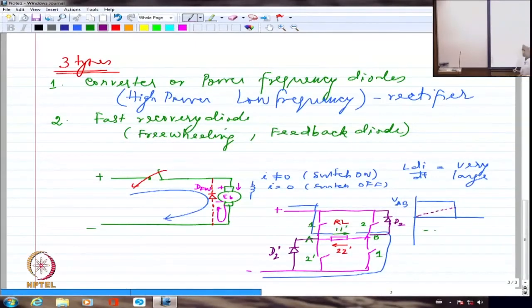So fast recovery diodes are used in choppers generally as freewheeling diode. Even in a rectifier it may be used as a freewheeling diode, but in all probability it need not be fast recovery if it is a 50 Hertz rectifier. But in inverters and in choppers, normally we operate them in kilohertz or tens of kilohertz. So they have to be fast recovery diodes. The third type of diode is the Schottky diode.